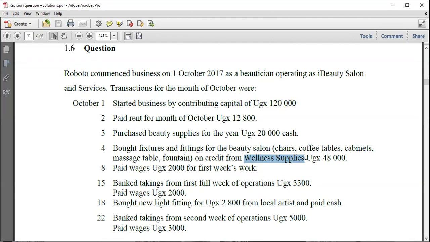Now, fixtures and fittings are assets, and when assets increase, they should be debited. Wellness Supplies, in this case, is a creditor, and creditors are liabilities. When liabilities increase, we credit them. So as we are debiting fixtures and fittings with 48,000, we shall go ahead to credit Wellness Supplies with the same amount of money. So it's important for you to know that.